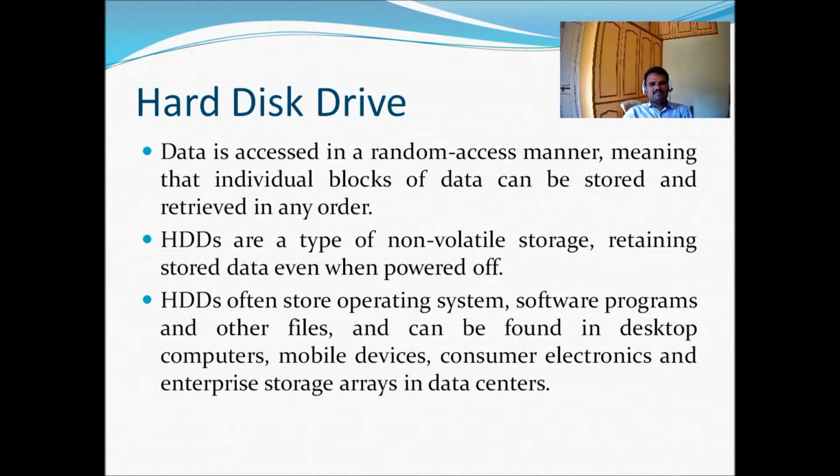HDDs are a type of non-volatile storage, retaining stored data even when powered off. This is exactly opposite to the main memory in the computer. Main memory is also called random access memory, RAM, which is volatile in nature, where we store the data temporarily. So if you want to store the data permanently, we must use a secondary storage device. The best example of a secondary storage device is the hard disk drive.